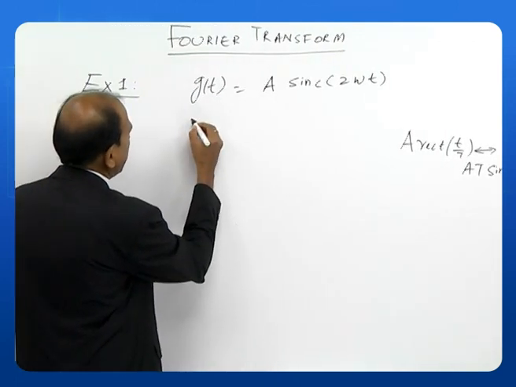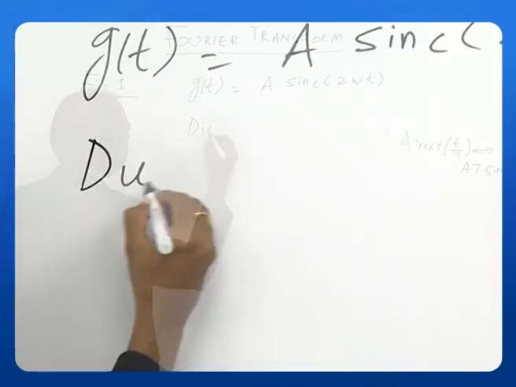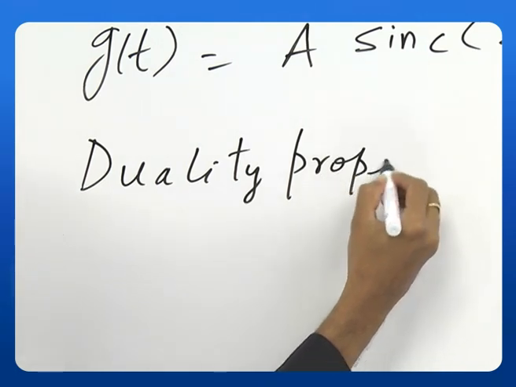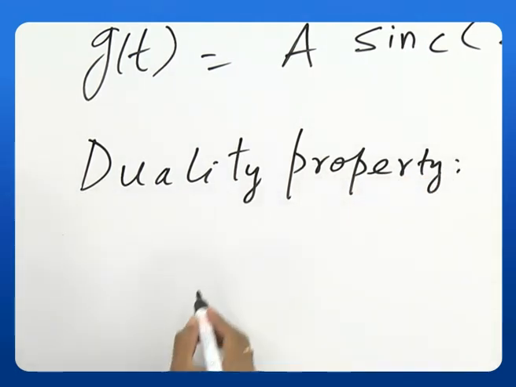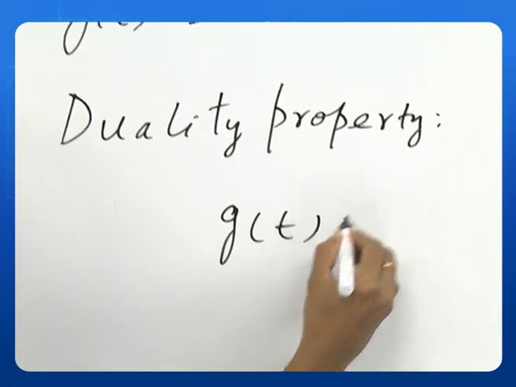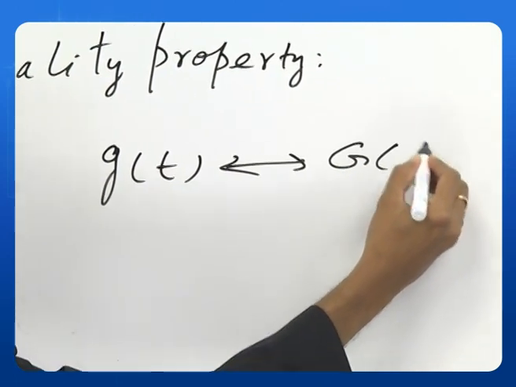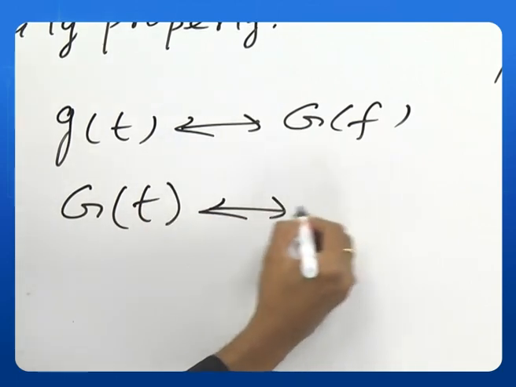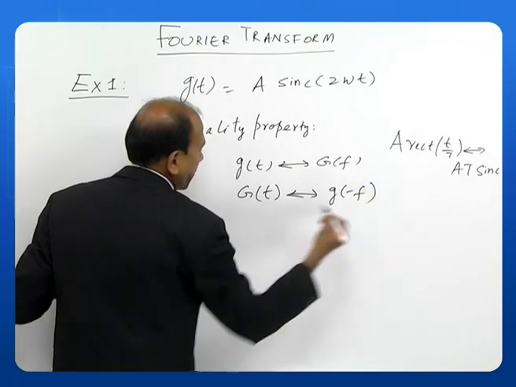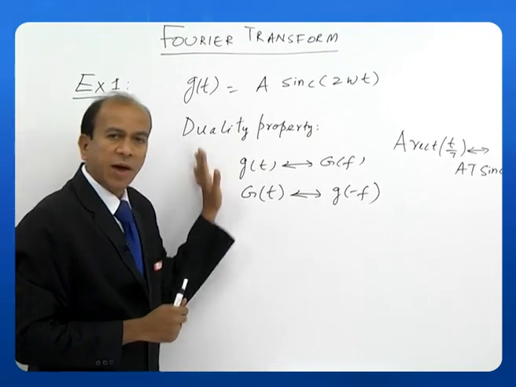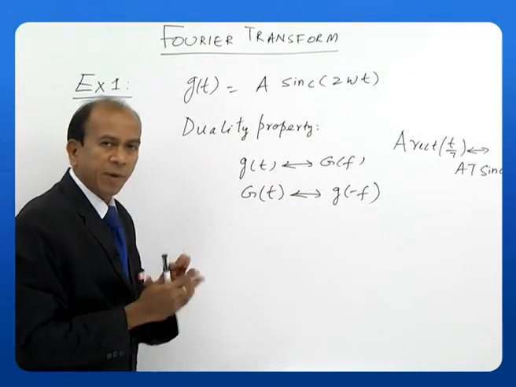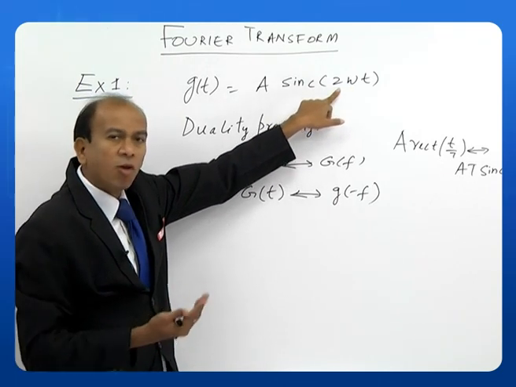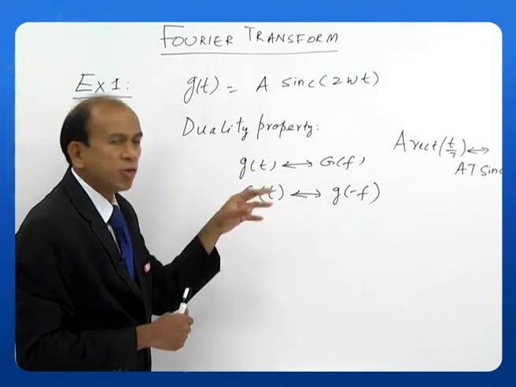Let us first put down the duality property. If g of t has a Fourier transform G of f, then G of t will have a Fourier transform g of minus f. So this is the duality property. Now, applying this duality property and also identifying that there is a scaling factor here, I also need the time scaling property.